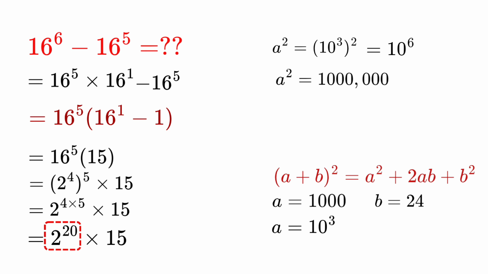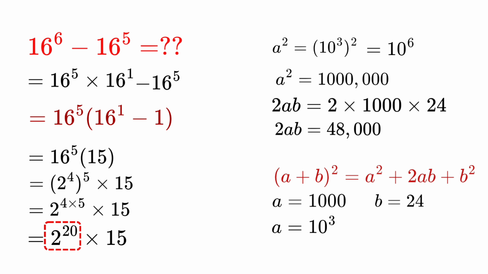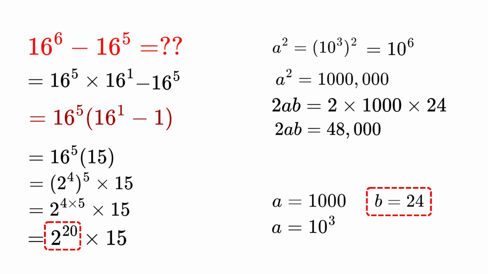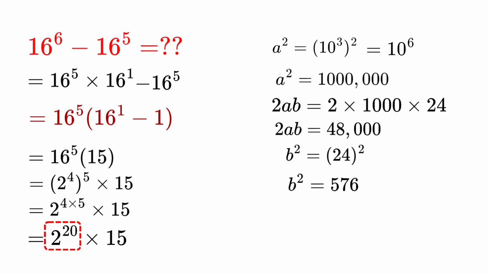Now, the second term, which is 2ab. Here, a equals 1000, b equals 24. So it becomes 2 times 1000 times 24 equals 48,000. Now, the third term is b squared. And here, b equals 24. So b squared equals 24 squared, and it equals 576. Now, we are going to add all the 3 terms. By adding, we get 1,048,576. By using basic algebra, we avoid multiplying 1024 times 1024 directly.